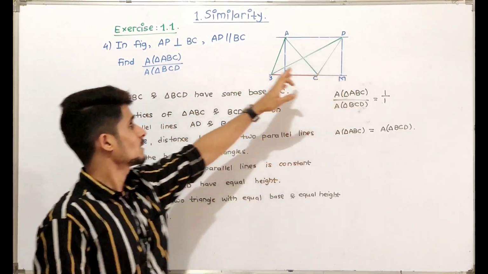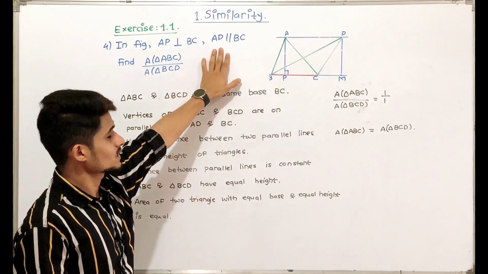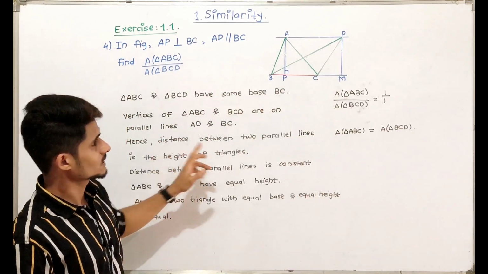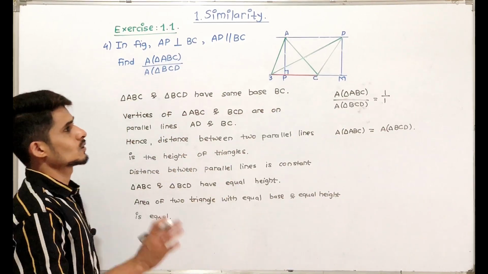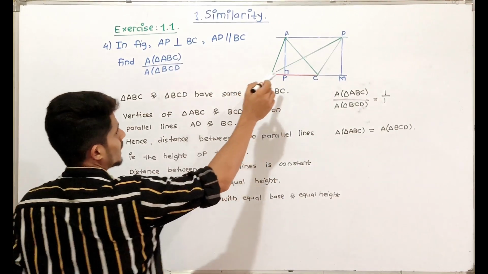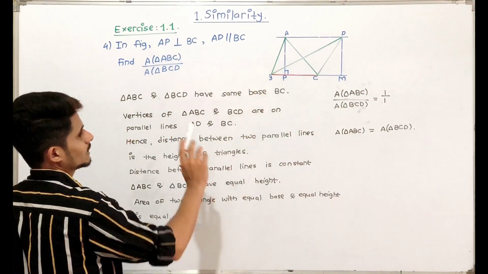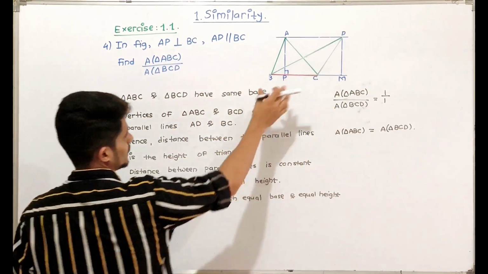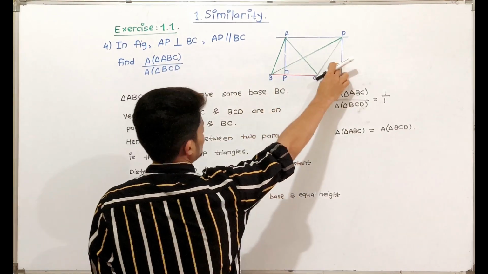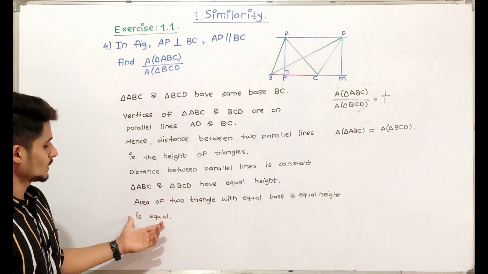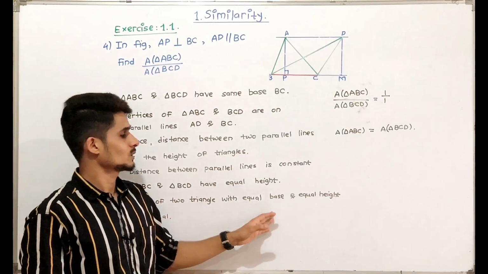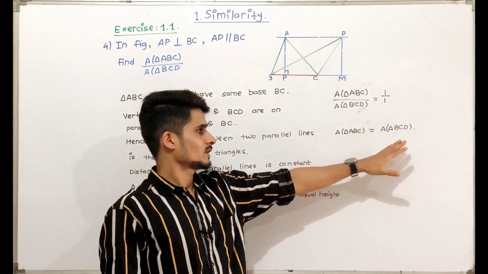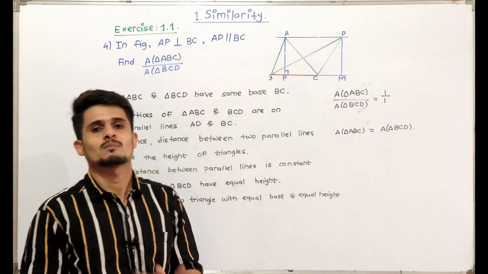Why equal heights? Because the distance between two parallel lines is constant, that is equal. So the height of triangle ABC will be equal to height of triangle BDC. So the base is equal, the height is equal, so the area will be equal. That is area of two triangles with equal base and equal height is equal. So this was question number 4.